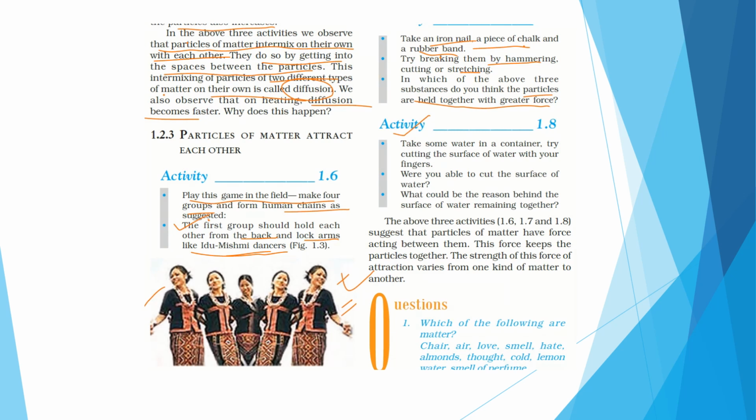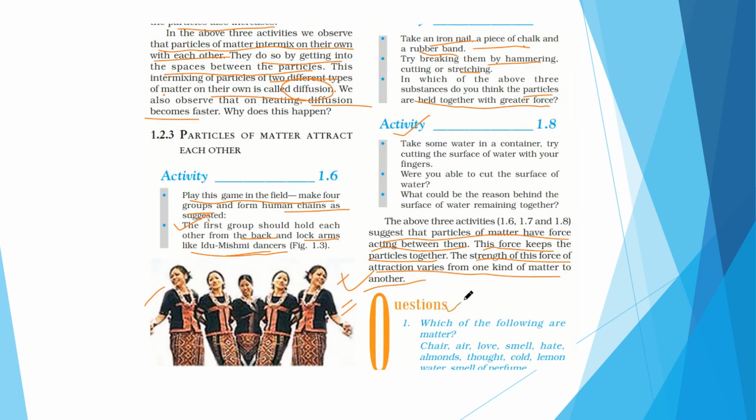So the above three activities suggest that particles of matter have a force acting in between them. So the force keeps the particles together, and the strength of the force of attraction varies from one kind of matter to another. So in the previous classes, you have also known that this force of attraction is highest in solids, then after that in liquids, and then least in gases.